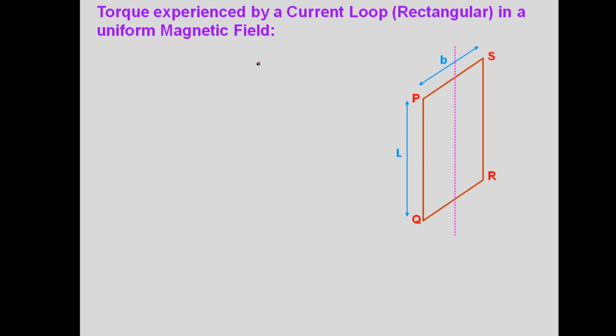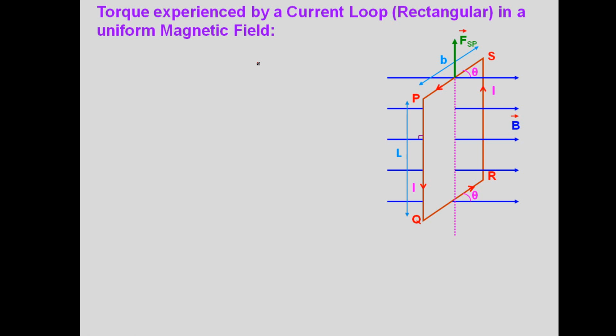Torque experienced by a current loop, a rectangular loop, in a uniform magnetic field, that we will discuss now. Here we have taken a rectangular coil PQRS of length L and breadth B. So area will be L into B, and this is the direction of magnetic field. The plane of the coil is making angle theta with the direction of magnetic field, and current is passing in P to Q to R to S to P, anticlockwise, we can say.